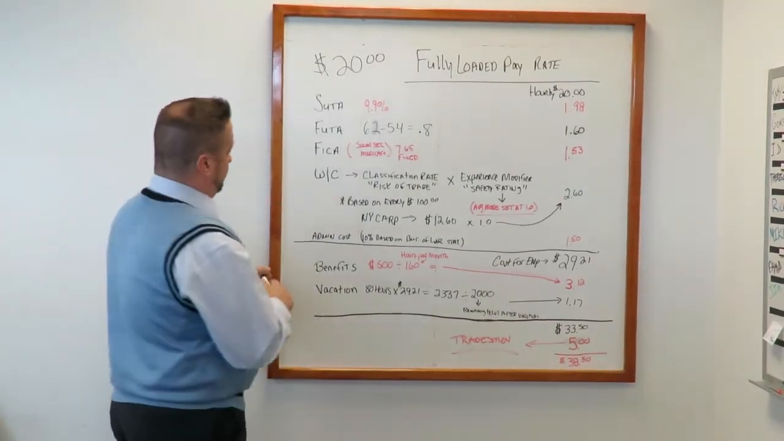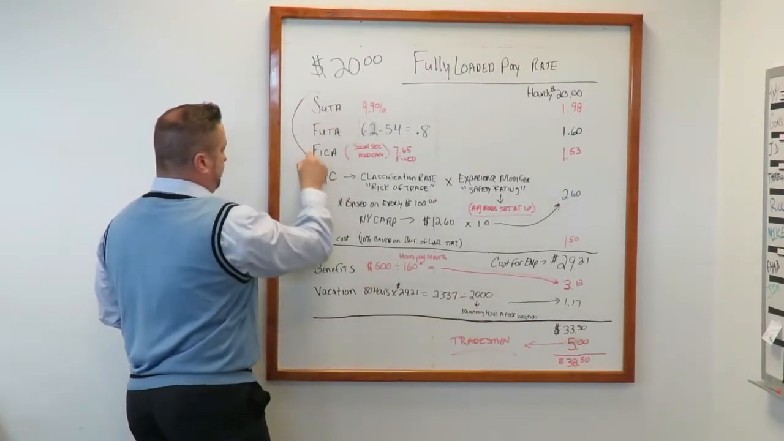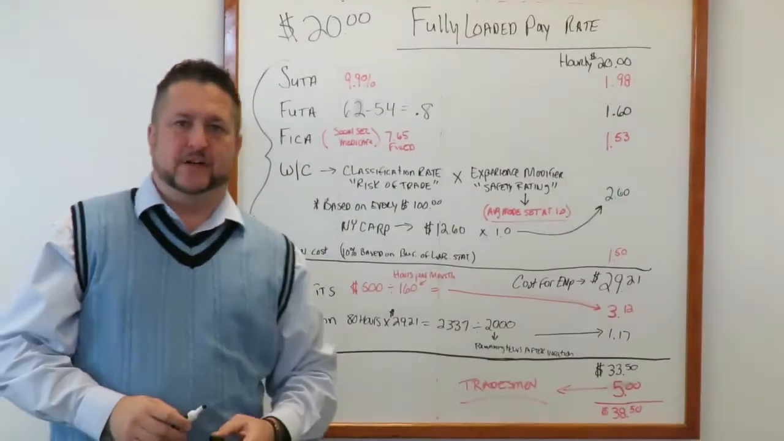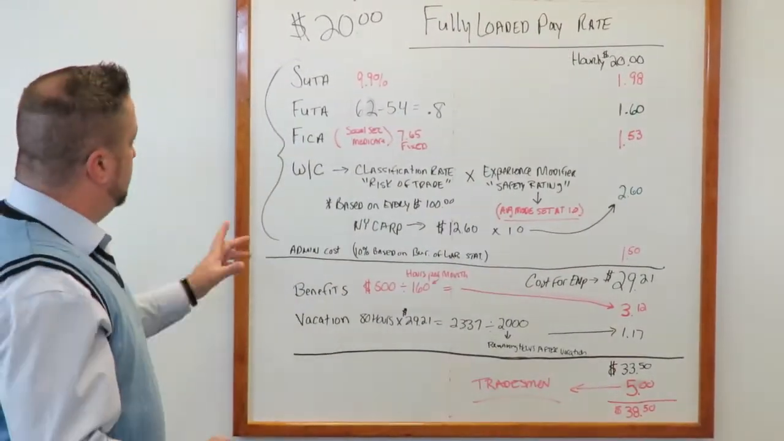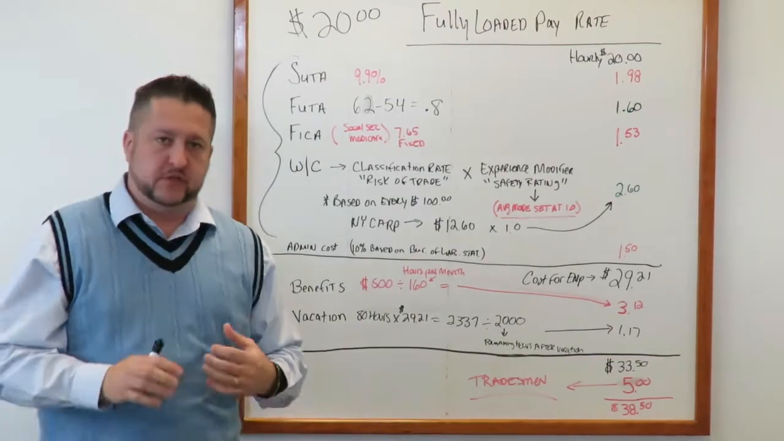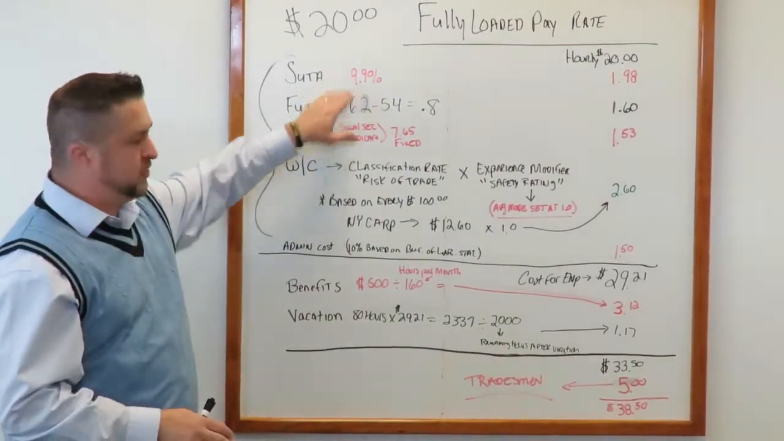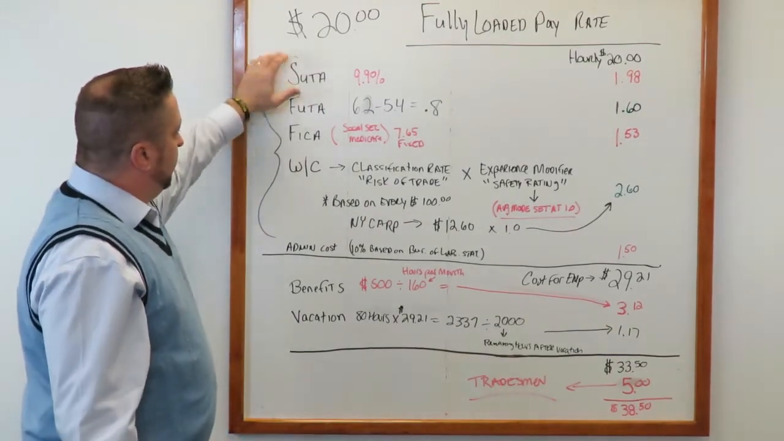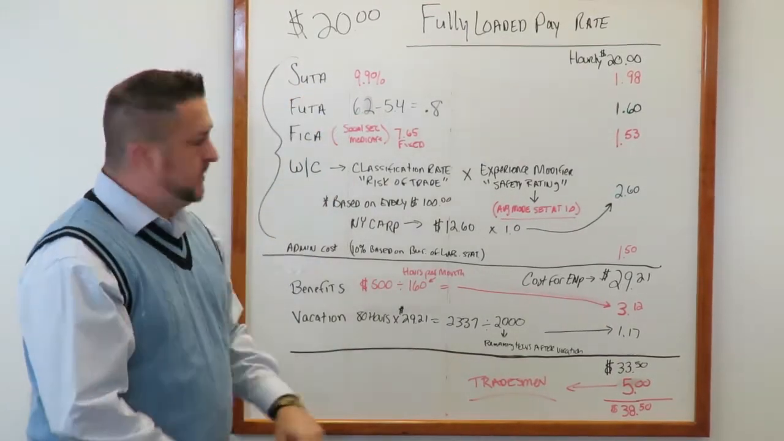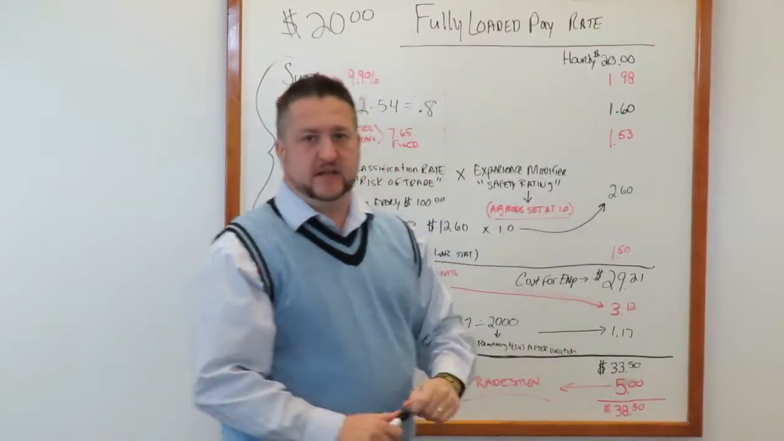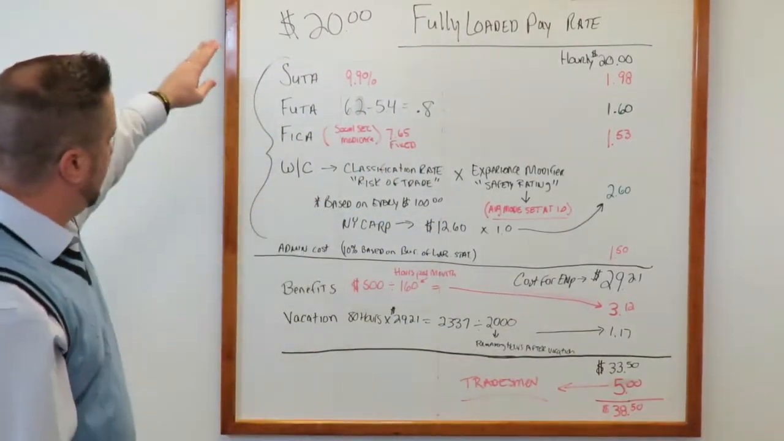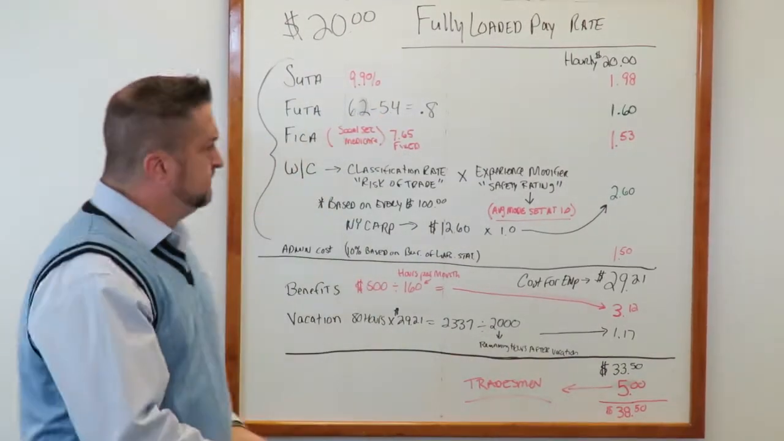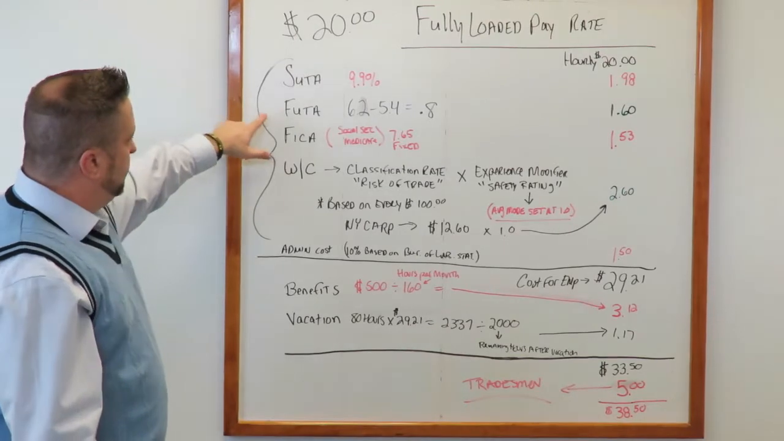So there are several key factors in the upper part of the fully loaded pay rate. You got your SUTA, which is your State Unemployment Tax Act. Now, the SUTA can vary based on state, but for this example, we're going to use a 9.9% average. On a $20 an hour employee, your SUTA at 9.9 is going to cost you $1.98. Once you take your $20 an hour, multiply it by the 9.9, you're going to get $1.98 an hour average.